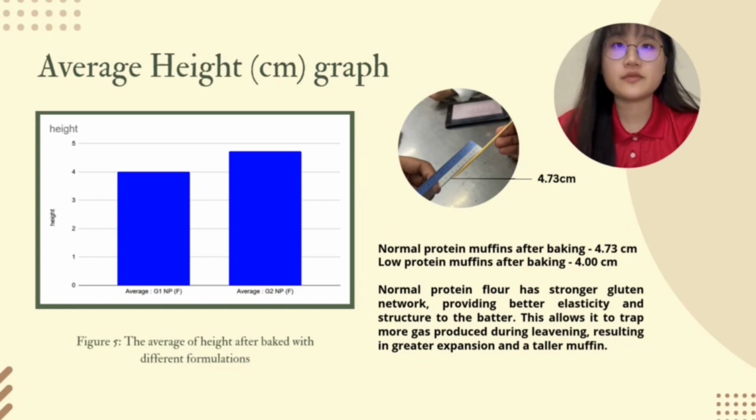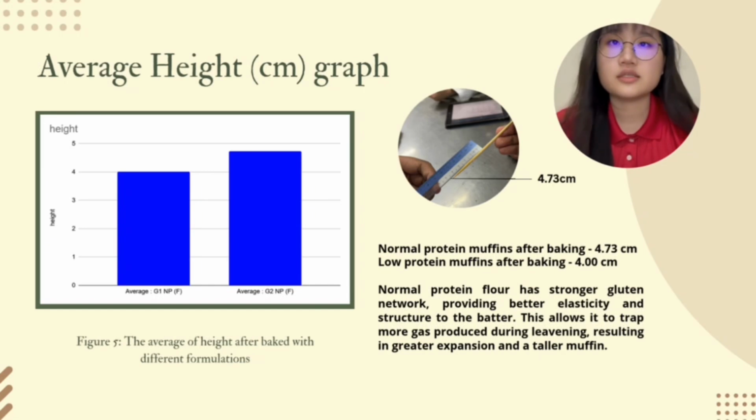Height before and after baking. For height after baking, the normal protein muffin had a greater height after baking, which is 4.73 cm, compared to the low protein muffin with the height of 4 cm. It is because normal protein flour contains more gluten-forming proteins. So, when mixed, this protein develops into a stronger gluten network, which provides better elasticity and structure to the batter, allowing it to trap more gas produced during the leavening, resulting in a greater expansion and a taller muffin.